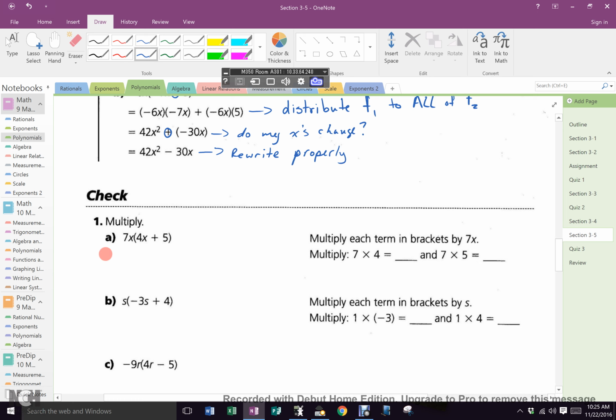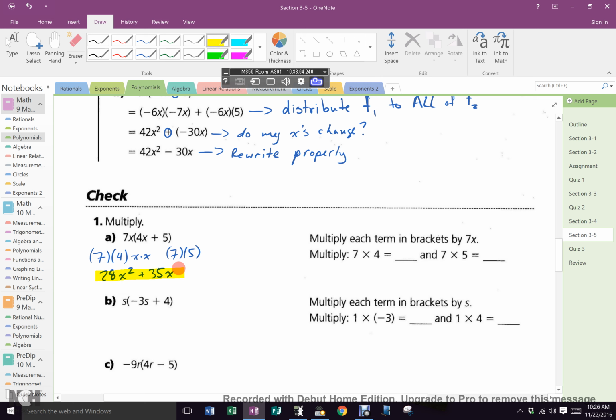I do 7 times 4, which equals 28, but I also got to do x times x, which is 28x squared, right? Good. Then what? 7 times 5, positive 35, and x, because the x doesn't change. Nice job. That's the right answer.